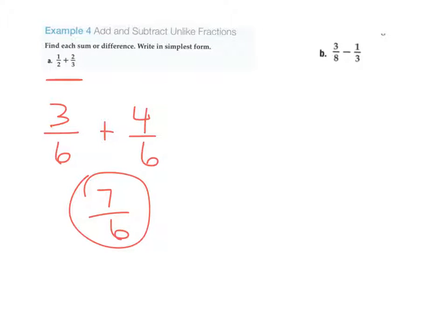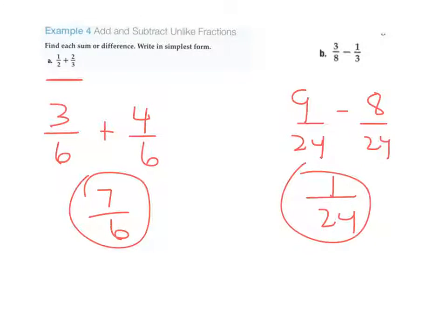Same with over here, we have to change our denominators. I'm going to change the denominator to 24. So I multiply 8 to get 24 by 3, so I multiply the top one by 3. And I multiply by 8, so I have to multiply that by 8. It's a subtraction problem. And so now when I subtract 9 and 8, I get 1. The denominator stays the same, and our fraction is already reduced.